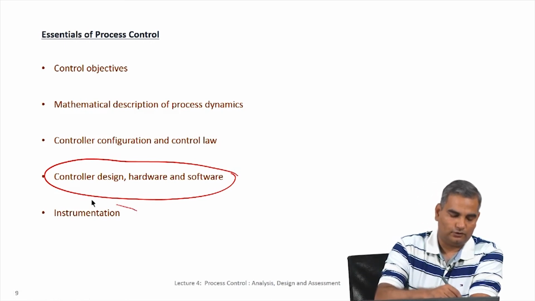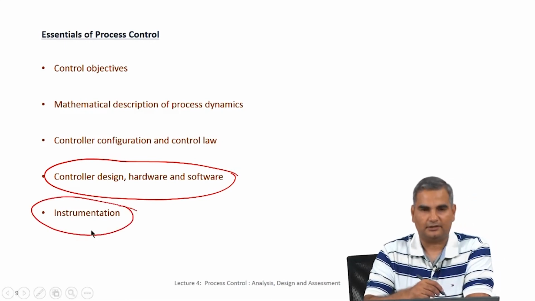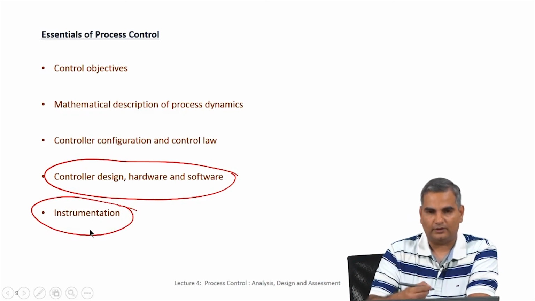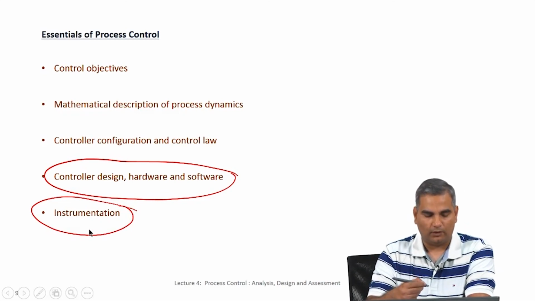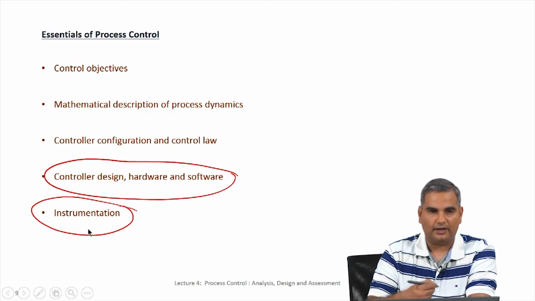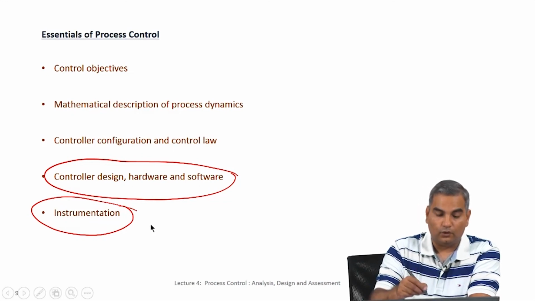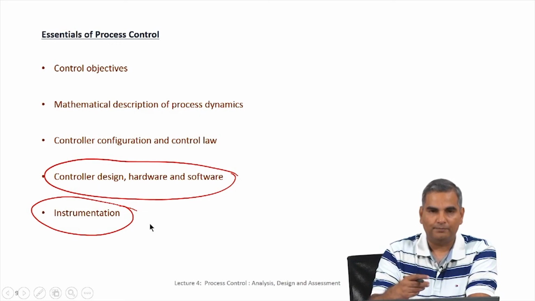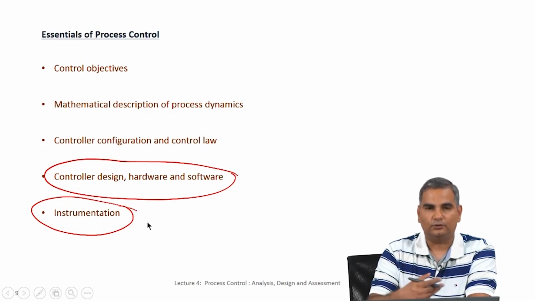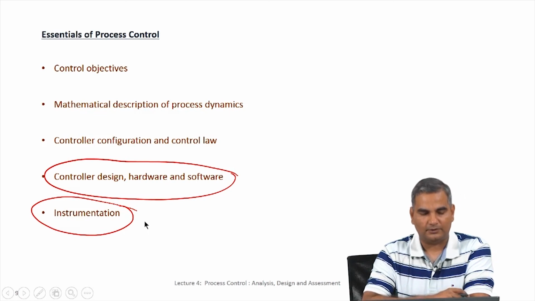And there is also this whole notion of instrumentation. How do you put in the actuators, the control valves, pumps and so on, what measurements to take, and how do you choose what sensor you need? That is also something we are not going to spend much time on in this course. This course will focus more on the control objectives, mathematical description, controller configuration and control law in the SISO case, then extend it to the MIMO case, and then look at assessment of controller performance and so on.